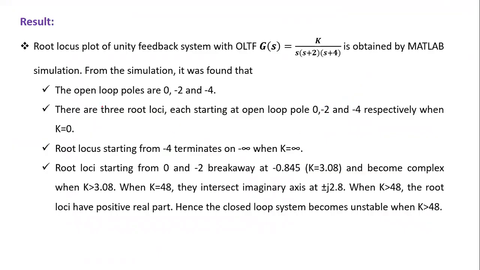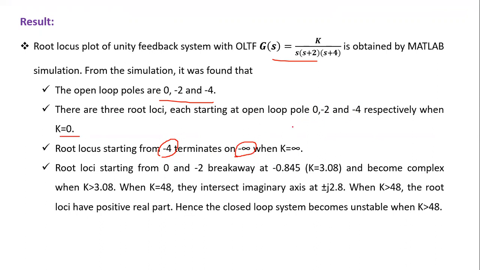Coming to the conclusion, we drew the root locus for the open loop system K by S into S plus 2 into S plus 4 in the simulation. And we observed the pole locations 0, -2 and -4. So we have three poles, and the three root locuses start when K equals 0, that is at 0, -2 and -4. Coming to the ending point, that is when K equals infinity: the first root locus starts from -4 and travels directly towards negative infinity on the negative real axis.